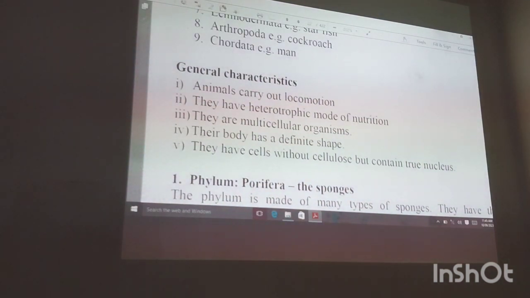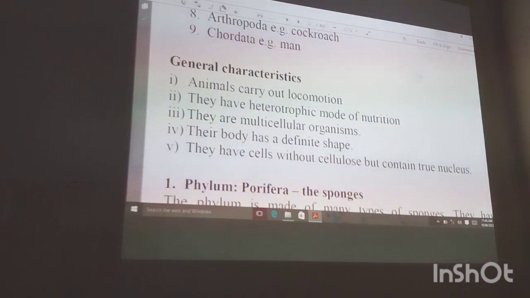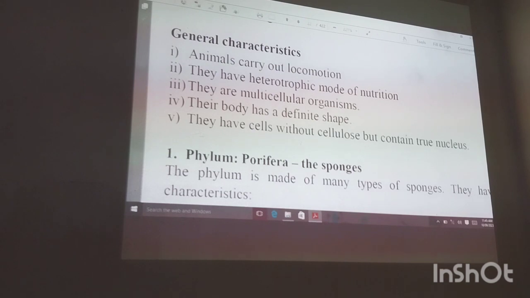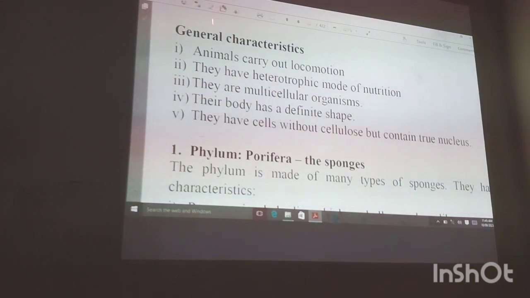Now, before we look at each of these, let's look at the general characteristics of this kingdom. This kingdom usually has animals that carry out locomotion, or they are able to move about. Why do they locomote? Mainly, they locomote to go and look for food. So they have a heterotrophic mode of nutrition.